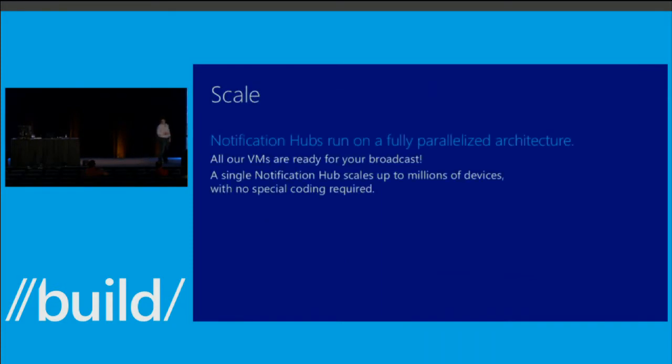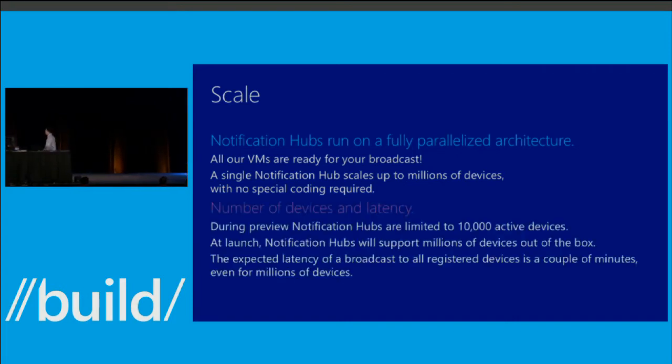Scale. The Notification Hubs infrastructure is fully parallelized. All our VMs are basically available for you to broadcast. That basically means that you do not have to create multiple notification hubs to increase throughput or do any sort of fancy sharding architecture. We are already parallelized, and that also means that we're always ready for your broadcast. If you have 1 million devices, we're always ready to broadcast to all those people in a very, very short time. What is that time?